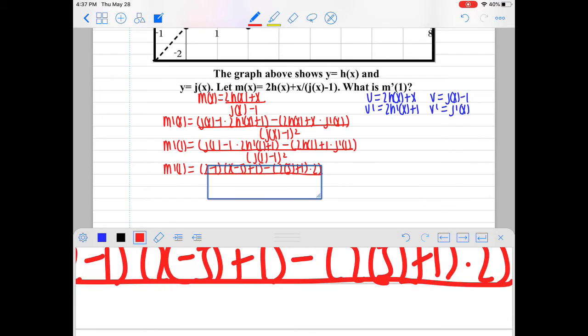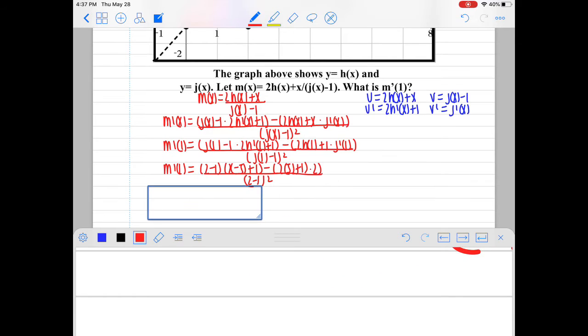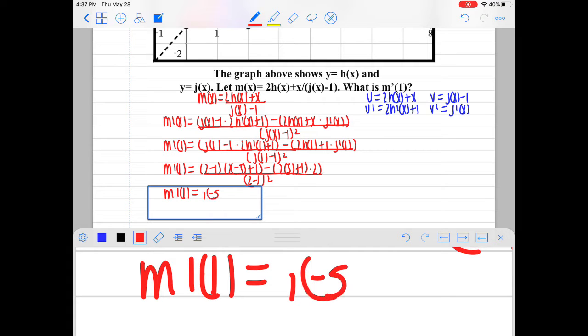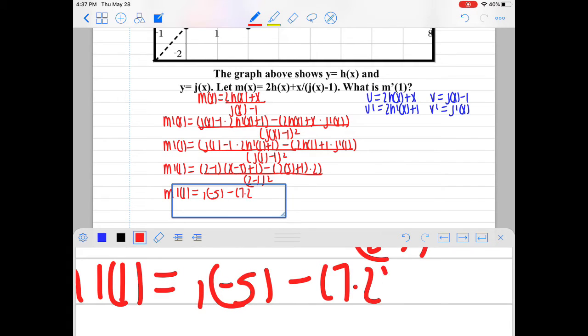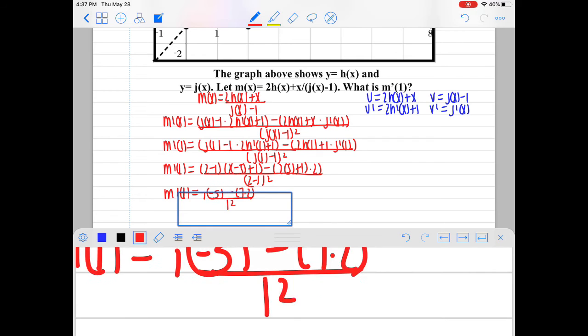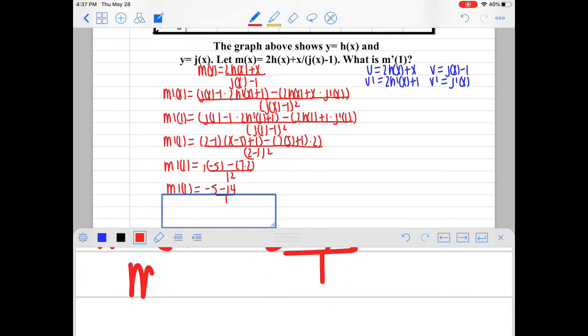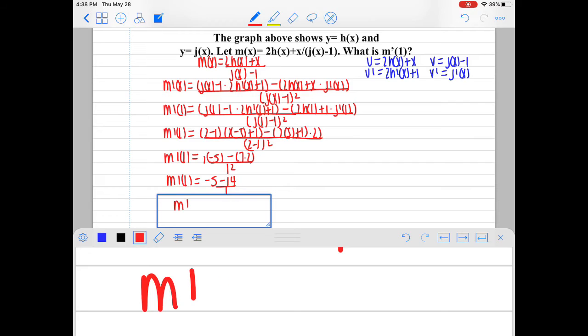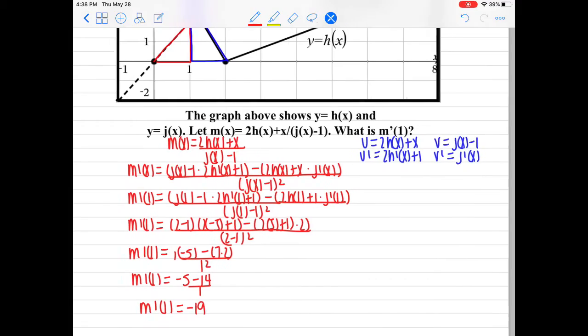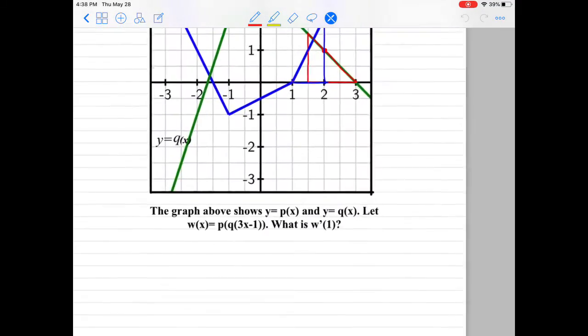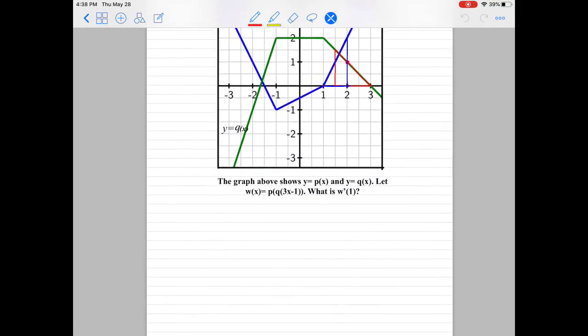So over here we have 2 minus 1 times 2 times negative 3 plus 1 minus 2 times 3 plus 1 times 2 all over 2 minus 1 squared, which is going to give us 1 times negative 5 minus 2 times 7 over 1 squared, which is just negative 5 minus 14 over 1, which equals negative 19. In this problem, we used the quotient rule and found the values through a graph. So this is another example using a graph.